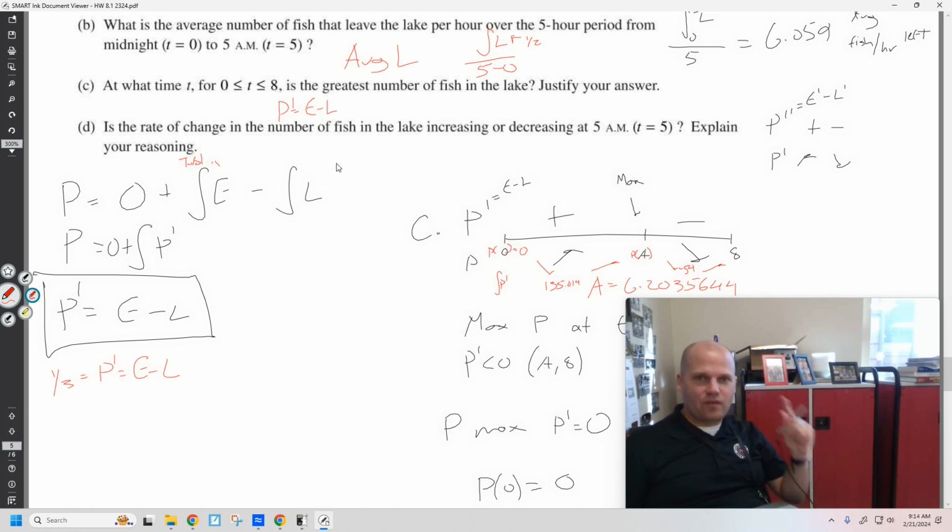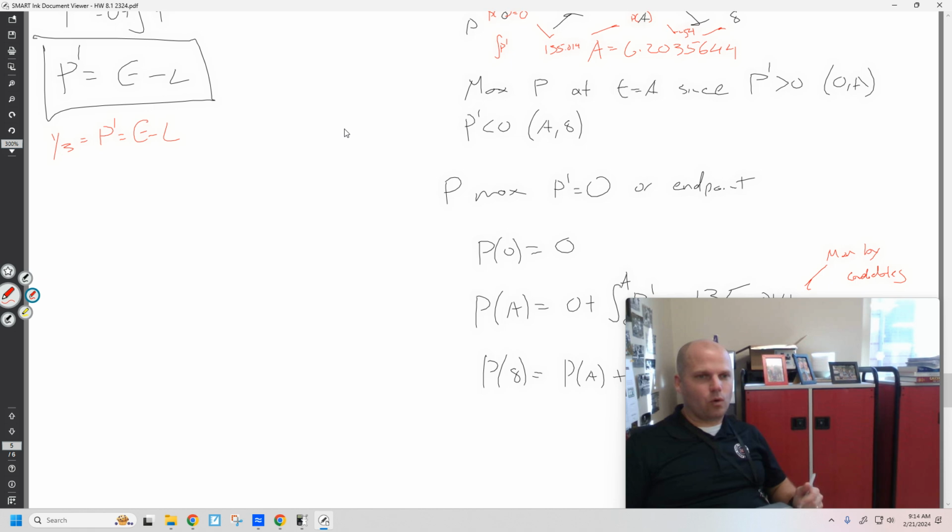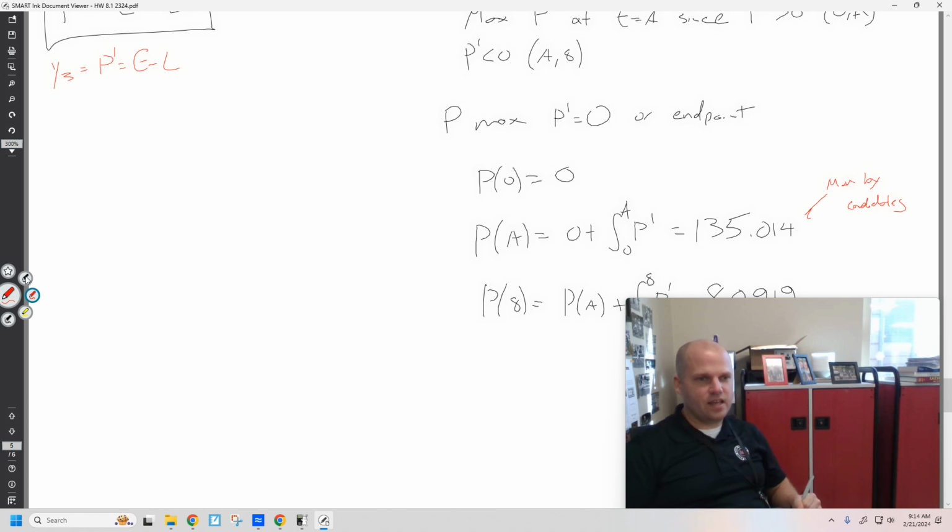Is the rate of change increasing or decreasing at t equals 5? Is the rate of change increasing or decreasing? That means I need the second derivative. I need the derivative of P prime at 5. Remember, P prime is what we graphed as Y3.